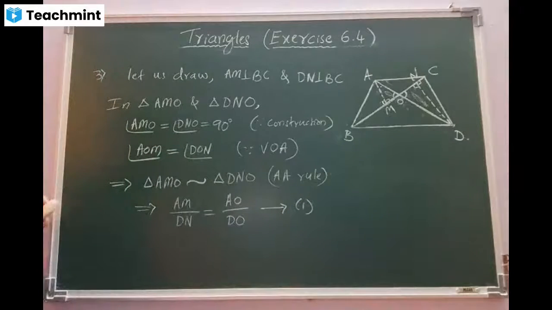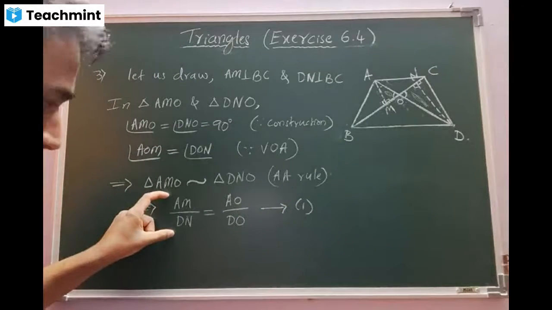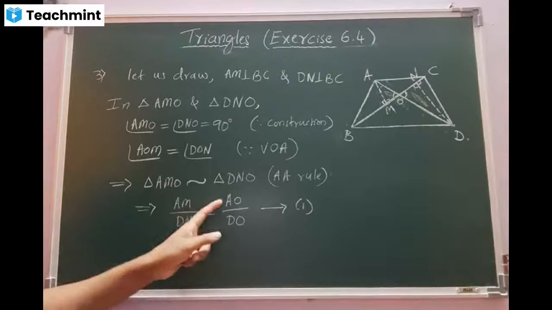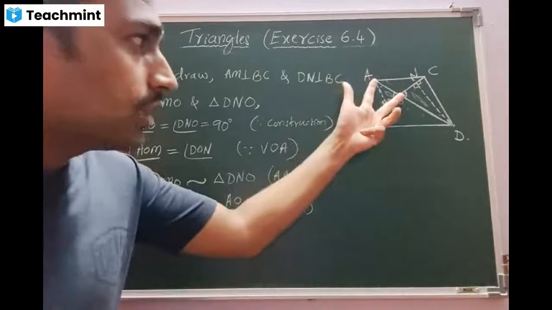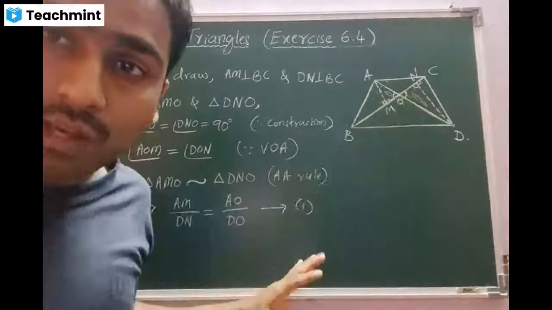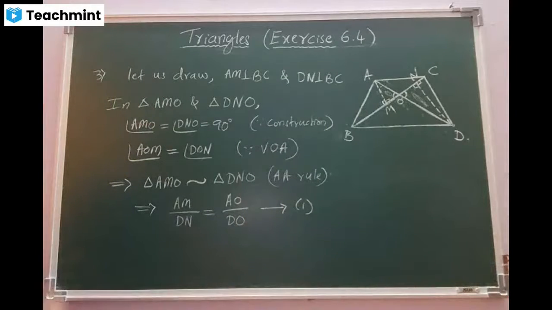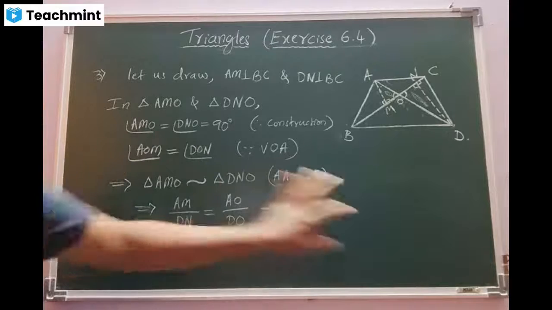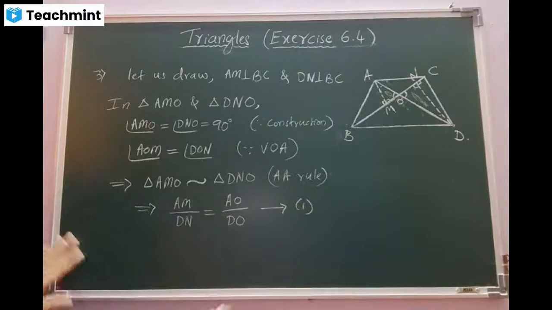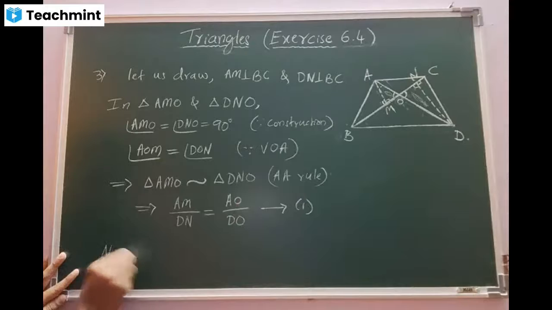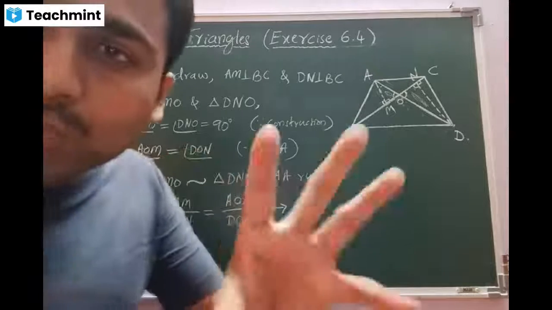Equation number one. So I got a result: AM by DN, perpendicular by perpendicular, is equal to AO by DO. This part by this part, which is required in the result. Am I right? Yes, sir. So copy till here. Quick, finish it off. Done, sir. Now we will go to the given question.